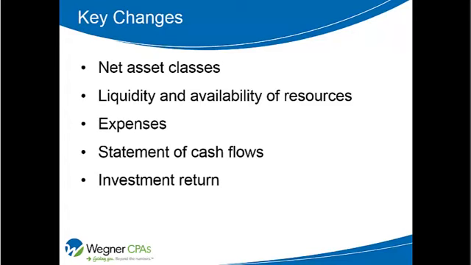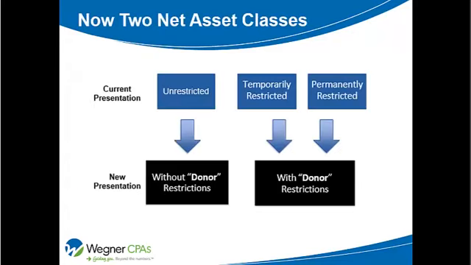So the first one is we're going from the 3 net asset classifications down to 2. So today we have the unrestricted net asset classification, temporarily restricted, and permanently restricted. Going forward, there will be 2 net asset classes, without donor restrictions and with donor restrictions. So on the face of the financial statement, you won't need the 3, you can now go down to the 2.